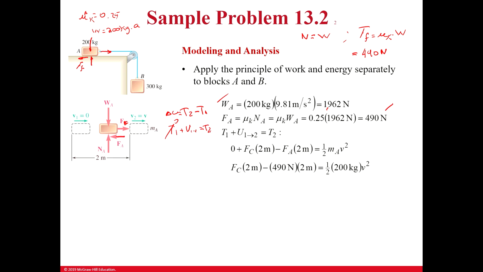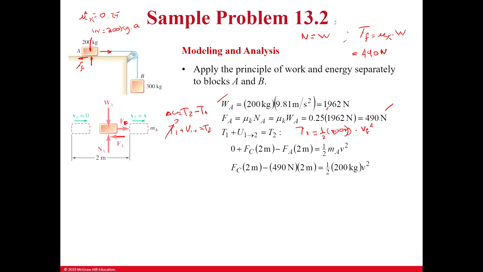The kinetic energy at 2, we don't know the velocity. It's one of the things that we need to find. So T2, the kinetic energy at point 2, is 1/2 of the mass, which is 200 kilograms, because this is going to be in newtons, times the final velocity squared. We don't know that.